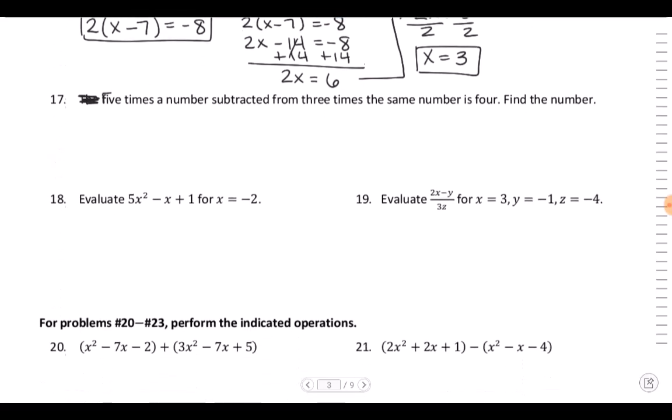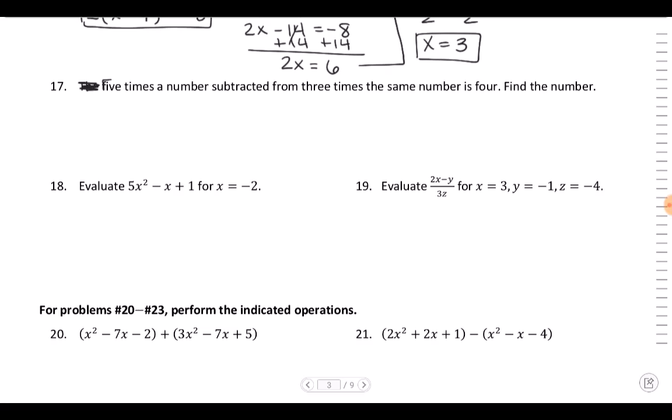Find the number. Okay. 5 times, so again, x is going to be my number. So 5 times a number subtracted from, oh, that means that's going to come second. Subtracted from 3 times the same number, so 3x is 4. Okay, now I need to rearrange this because 3x is going to have to come first. So we want 3x minus 5x is 4. Okay, so that would be my translation.